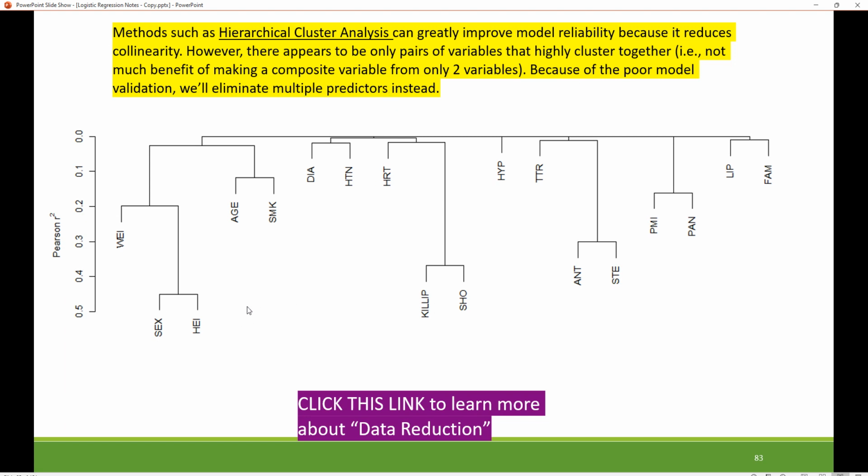So how we would interpret this graph is that the variables that link together, this is sort of like a family tree, so the things that link together are the things that are related to each other, and if we scroll over to the left, the further down that these are, the greater that correlation. So for example, on the bottom left we see that sex and height are correlated, and that correlation level is about 0.45.